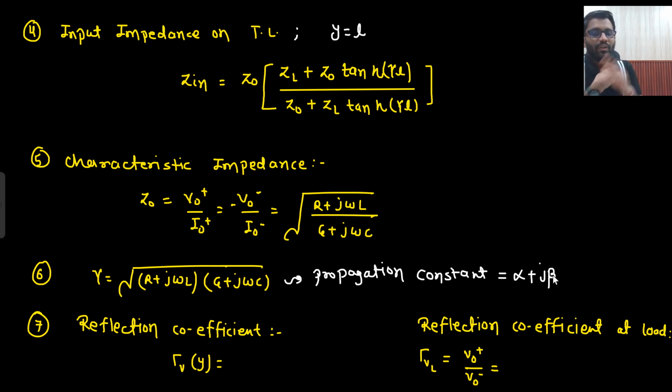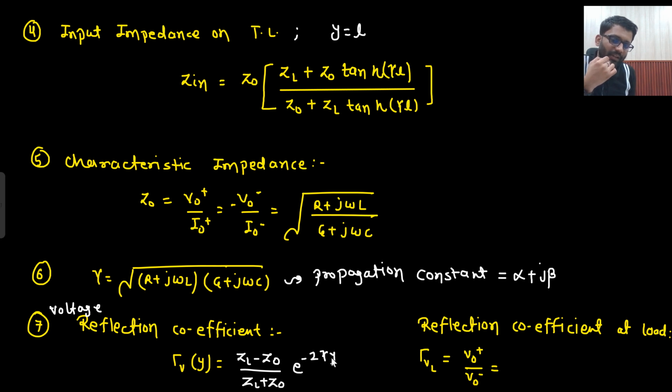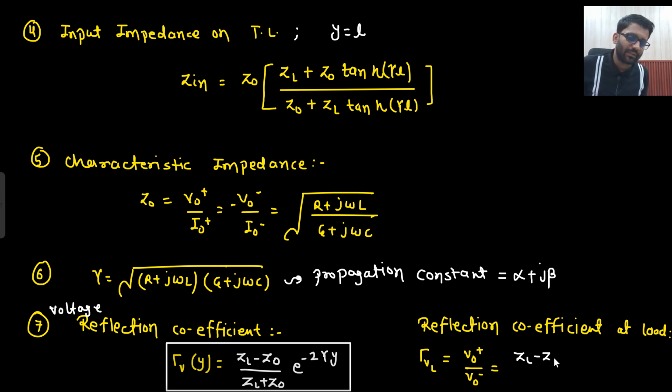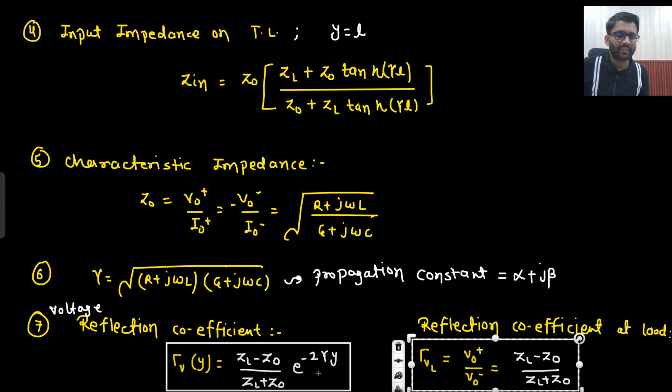What was your voltage reflection coefficient? This is your voltage reflection coefficient, not only reflection coefficient but voltage reflection coefficient. The general formula was ZL minus Z0 upon ZL plus Z0. This was at the load, but if I need to write down the complete one, then this will be the formula, with e to the power minus 2 gamma y. Is that clear to you? And if I need to write it only at the load, that will be equal to ZL minus Z0 upon ZL plus Z0. So this is the summary of the complete lecture that we have studied.